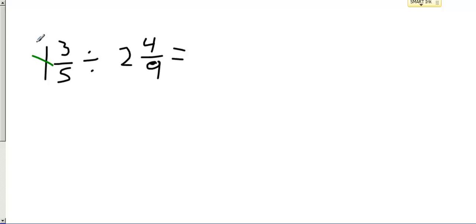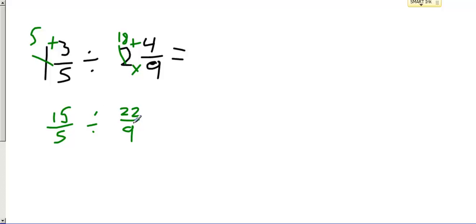So here I go. 5 times 1 is 5. 5 plus 3 is 8. So I have 8/5. Over here, 9 times 2 is 18. 18 plus 4 is 22. So I have 22/9. Just like that. And I have a division sign here. So remember, I have to find the reciprocal now. So the reciprocal of 22/9 is 9/22. And I only flip one number, but because I flipped it, I find the opposite of division, which is multiplication. And I set up my problem like this.